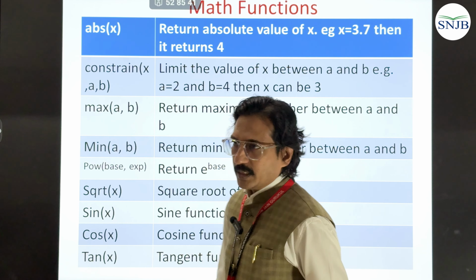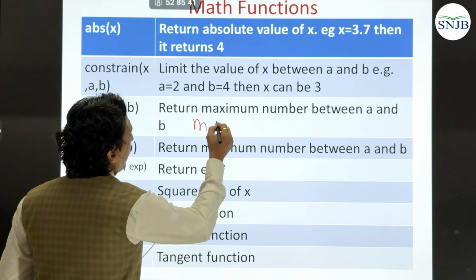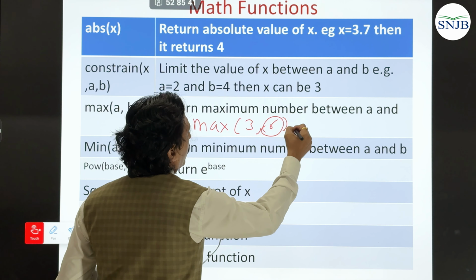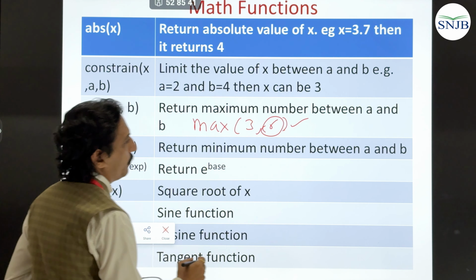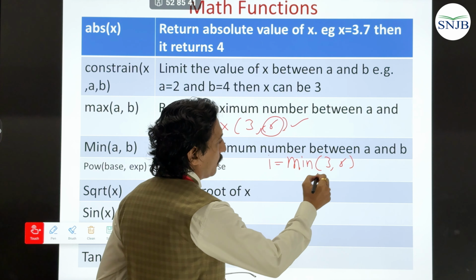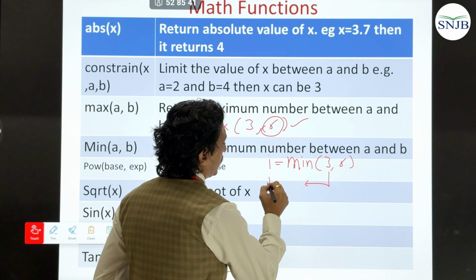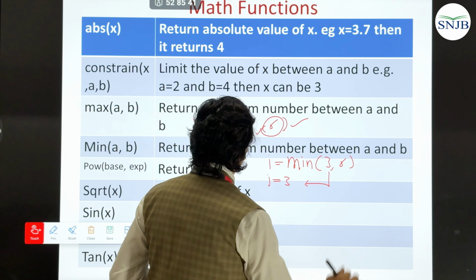As per maximum is concerned, maximum A comma B, so if we write like this, maximum 3 comma 6, it gives us the output 6 because it is the maximum value. This is minimum. Minimum means if minimum 3 comma 6, and we are receiving it in I, it gives us output I is equal to 3, the minimum among these two values.